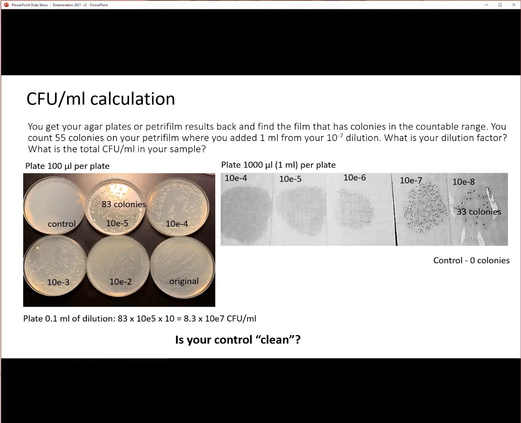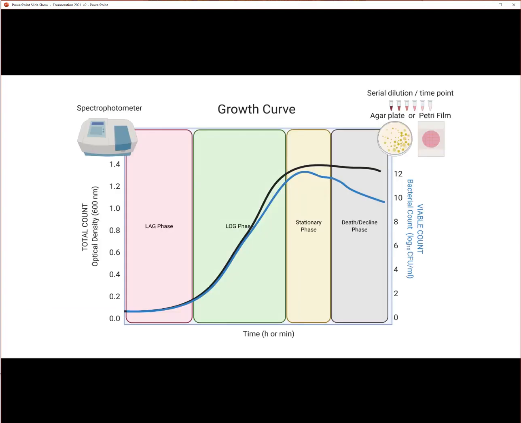Make sure that your controls are clean, because if you have contamination in your control, the experiment didn't work and you have to repeat it. That's a pretty simple method, very commonly used.